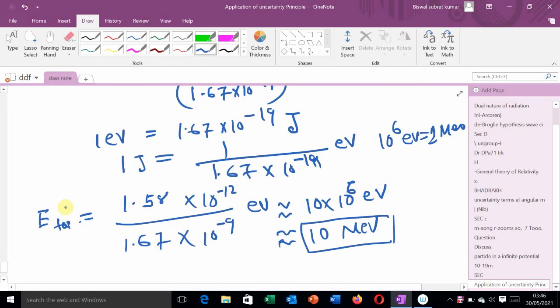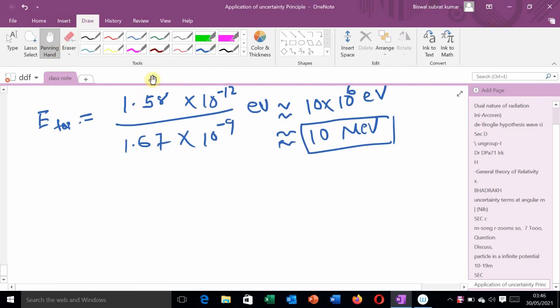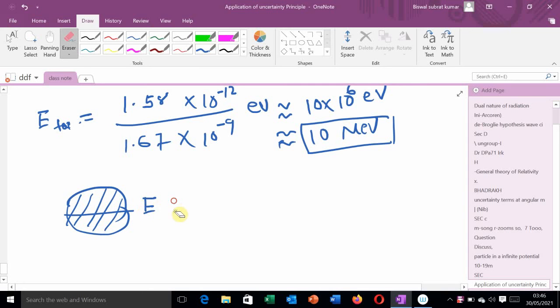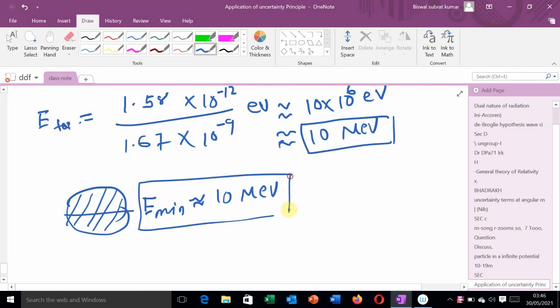According to the uncertainty principle, if the electron stays inside a nucleus, the minimum energy will be in the order of 10 MeV. But experimentally it is found from various radioactive elements that the electron coming out in the form of beta ray has energy only in the order of 3 to 4 mega electron volt.